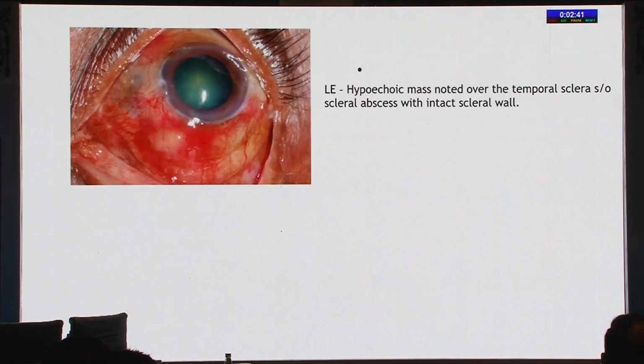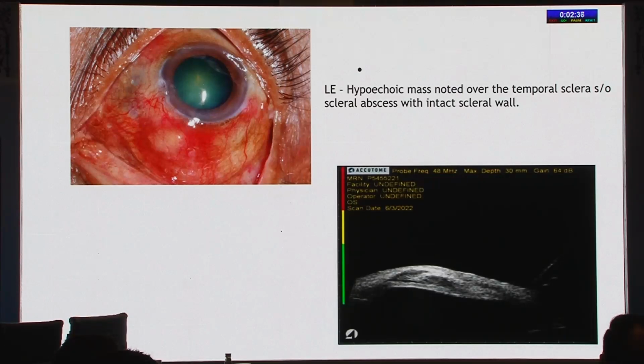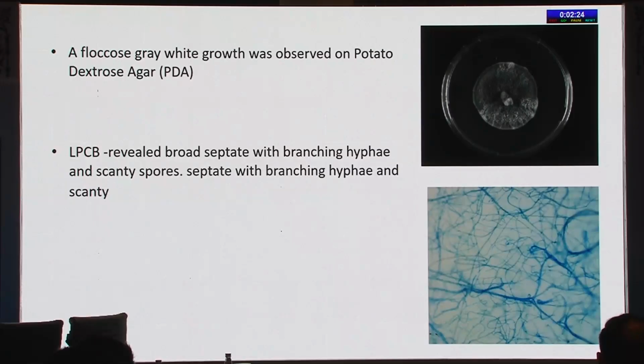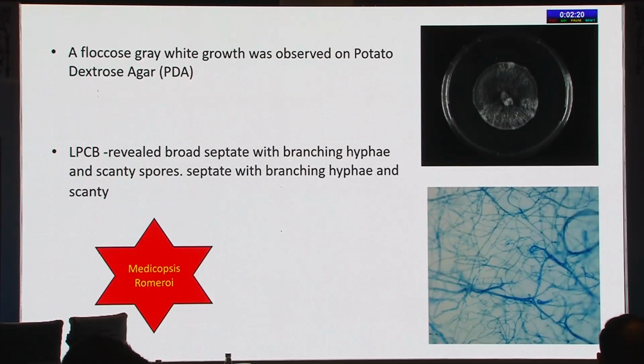Now he was being treated for nodular scleritis outside with oral steroids, but when you do a simple UBM, you can find out that this is a hypoechoic mass, which is suggestive of a scleral abscess with an intact scleral wall. So again, we did a drainage of the pus, and then we found out it was a rare dematiaceous fungus called Medicopsis romeroi. So we immediately stopped all the steroids, put him on antifungal, and then it never occurred back.